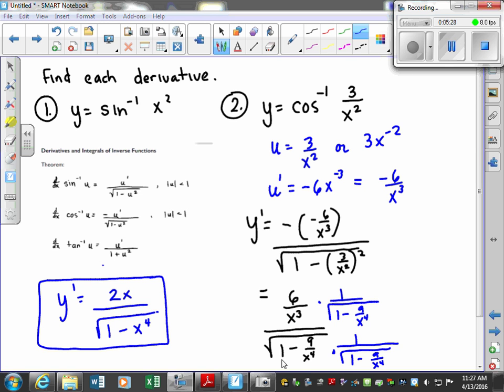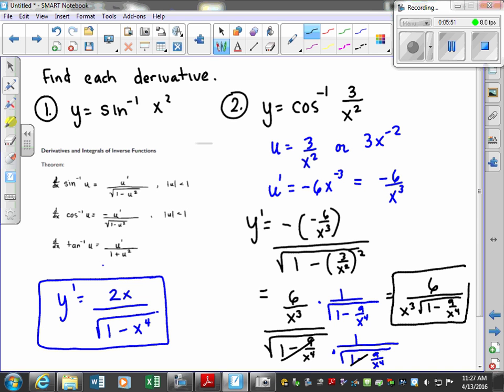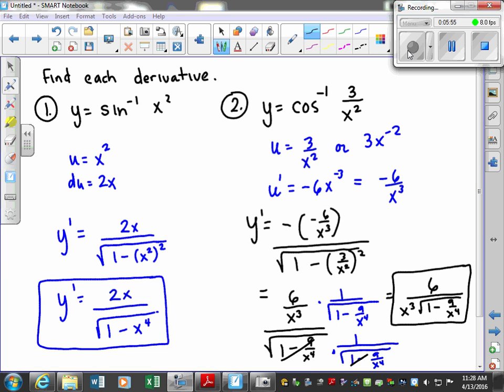Okay, so it's clear that everything in the bottom is going to reduce and everything in the denominator. Now let's multiply straight across. So that would just be 6 times 1 is 6. And I'm just going to have x cubed times this radical 1 minus 9 over x to the fourth. And this will be our y prime. Okay, so that's our first two.